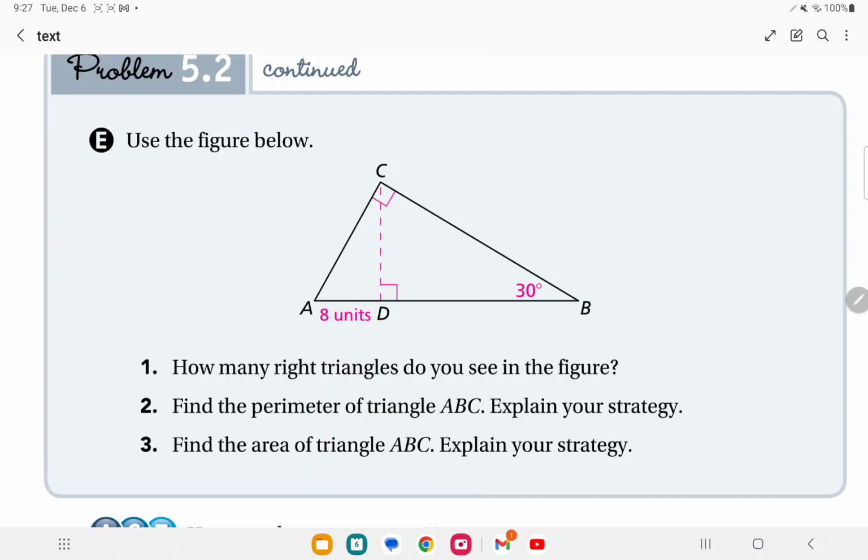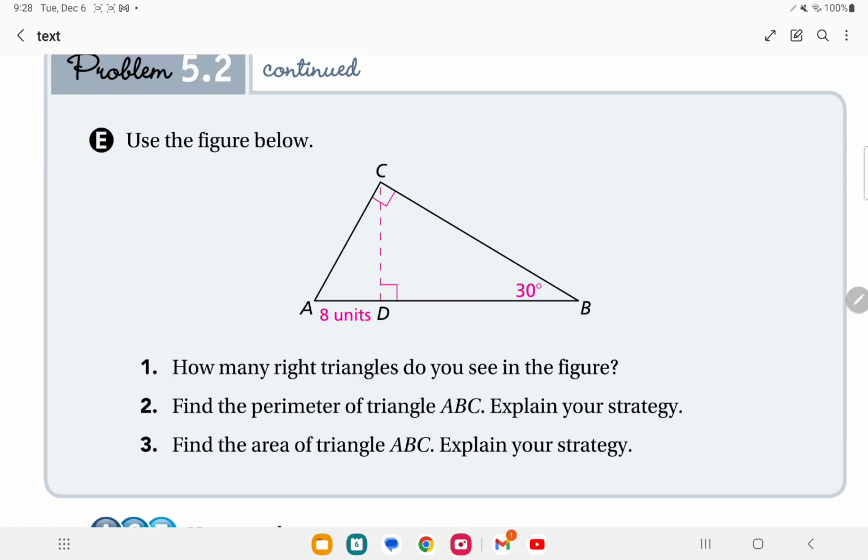Now let's take a look at the last one, figure E. We're doing something similar, right? But now we're using those relationships and we're finding side lengths, which would be perimeters. And then in part C, we're finding the area. So number 1, how many right triangles do you see? There is a lab sheet, so I'm going to jump over to the lab sheet. But go ahead and try to answer part 1 for how many right triangles, and then 2, finding the perimeter, and then 3, finding the area of the triangle. So try these on your own and then come back to the video.